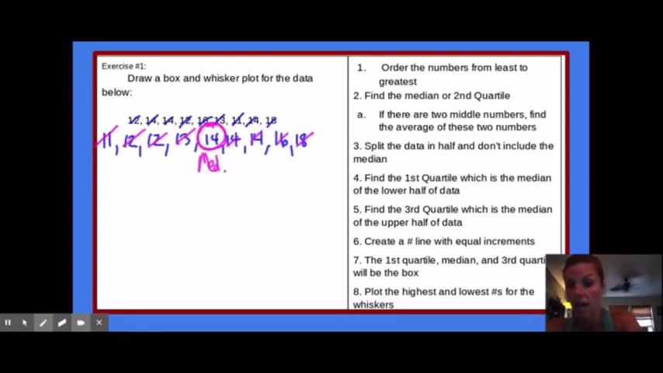Now, to find the first quartile, it's very easy. I'm going to take the numbers that are below my median, so not including my median.